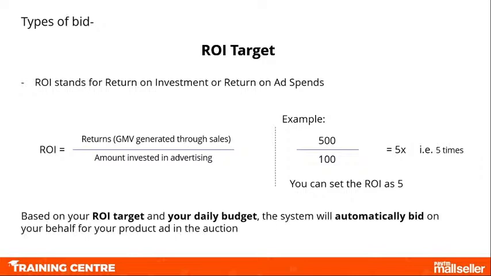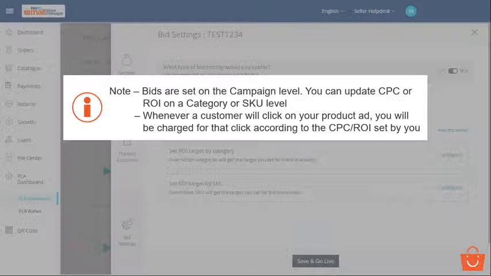Based on your ROI target and your daily budget, the system will automatically bid on your behalf for your product ad in the auction. Please note bids are set on a campaign level. You can update CPC or ROI on a category or SKU level. Whenever a customer clicks on your product ad, you will be charged for that click according to the CPC or ROI set by you.